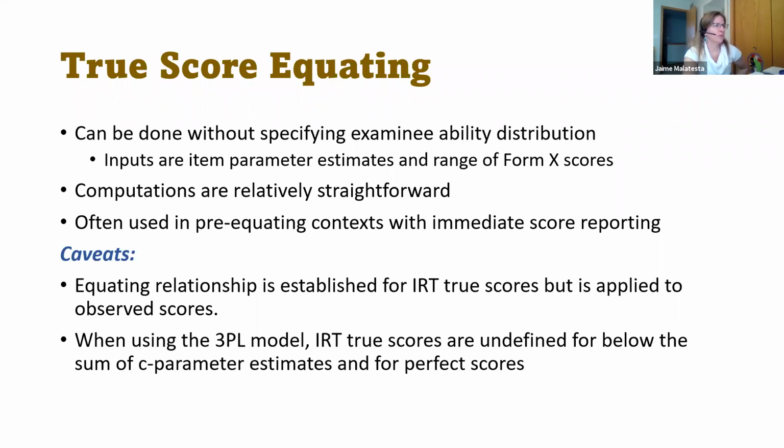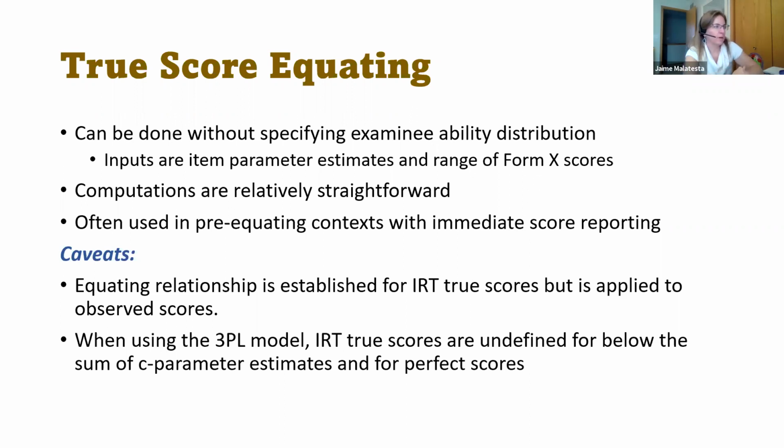So this equating relationship is established for true scores, but in reality, we're applying the true score relationship to observed scores. And there's no good theoretical justification for doing this, except that we've seen in the literature that the true score conversions are similar to observed score conversions, and so the results are meaningfully similar. So in practice, we apply the true score equating relationship to observed scores, because true scores are really unknown in practice, right? We don't ever truly know what true scores are in practice.